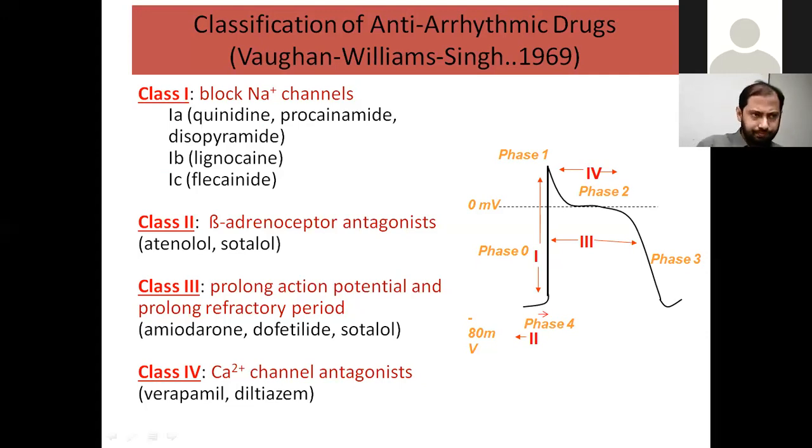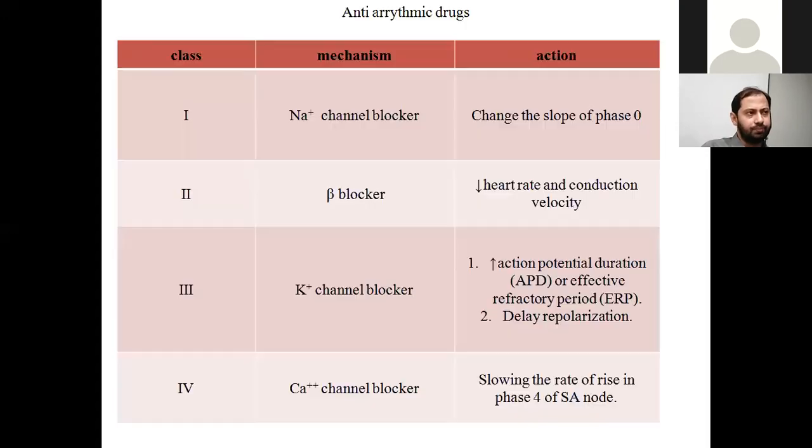Okay, so you can see in this picture that the drugs of class 1 affect one phase, class 2 drugs affect another phase, like phase 4. Class 3 drugs are prolonging the action potential as well as the refractory period. Class 4 drugs mainly affect phase 2 of the action potential. So you should know the mechanism of action of all of the anti-arrhythmic drugs, that is, how the anti-arrhythmic effects are produced by different drugs in the body.